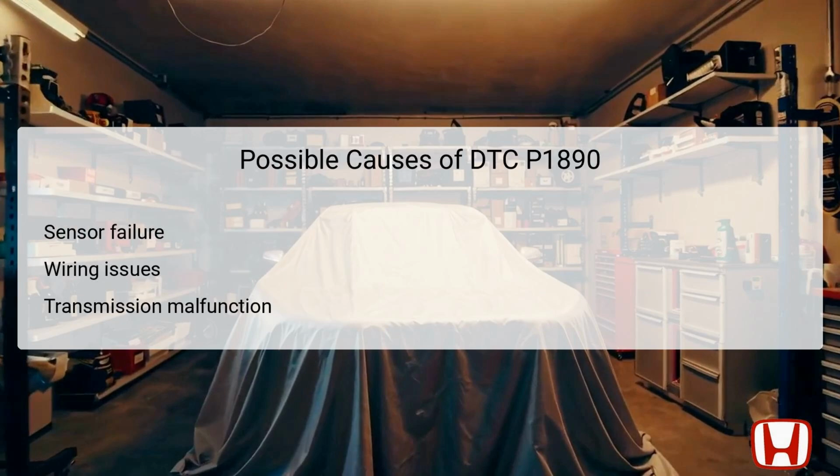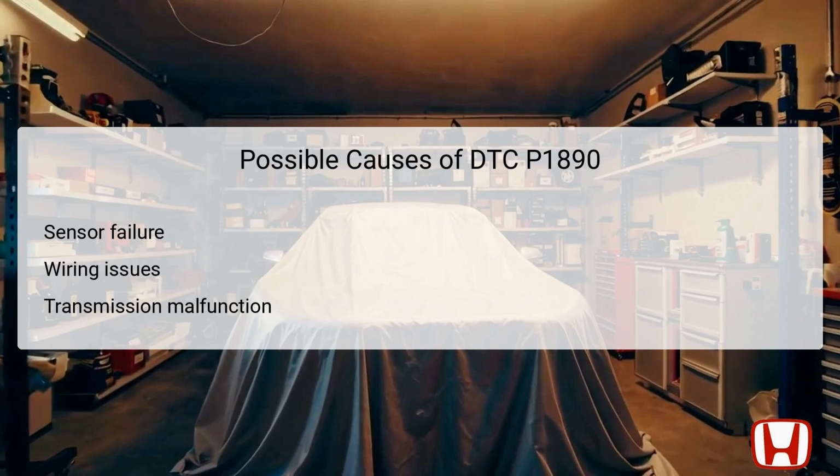There are several possible causes for the activation of DTC P1890. One common factor is sensor failure, where the speed sensors that feed information to the TCM might not be functioning correctly. This can lead to incorrect data being reported, thus triggering the DTC. Another cause might be wiring issues. Damaged or corroded electrical connections can disrupt communication between components.